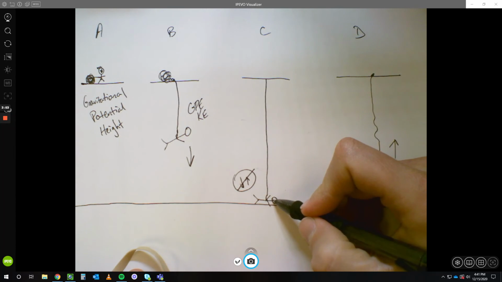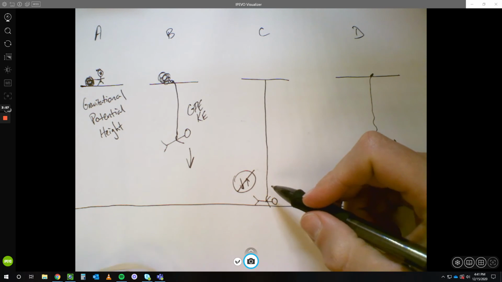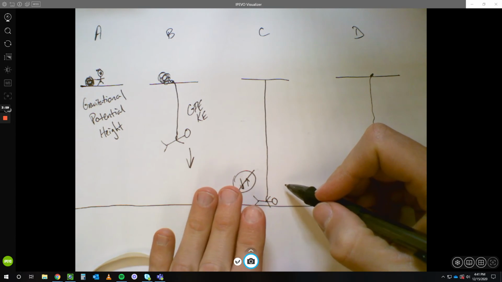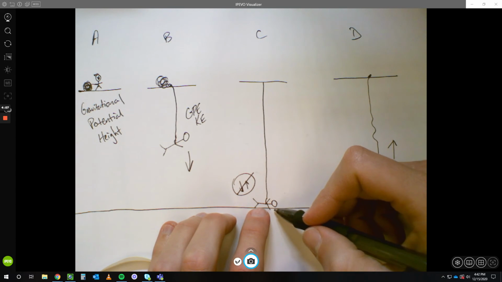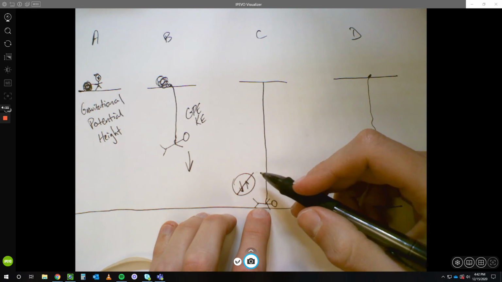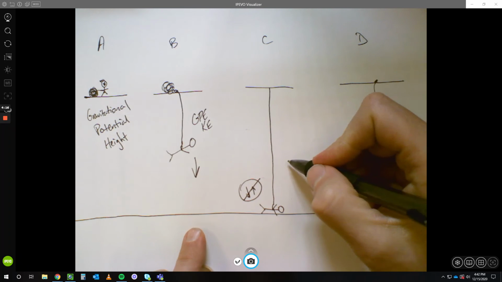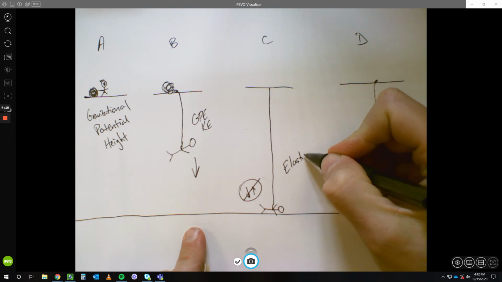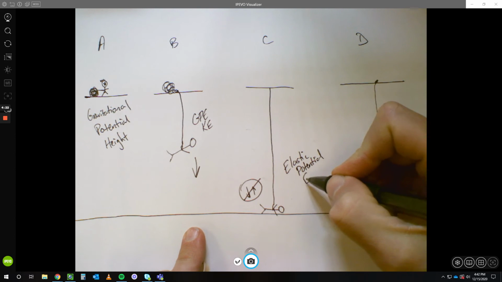Right here, this person is on the ground and they are not moving up or down. So there will be no kinetic energy because they're not moving at all. They're in that split-second stop at the bottom. There also is no gravitational potential energy because they're on the ground, height 0. If there is no height, there's not going to be any gravitational potential energy. But that bungee cord is very much stretched out. So this person is going to have elastic potential energy.